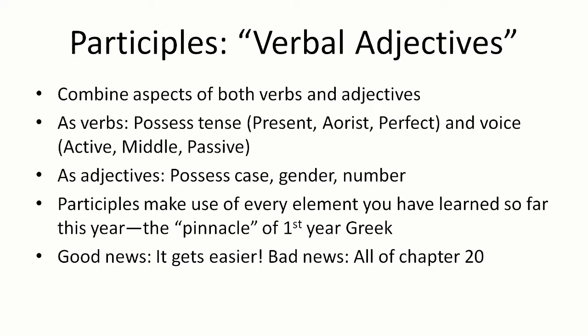But then they are also like adjectives because they possess case, gender, and number. Your four cases, and then your three genders, and then singular and plural. So as you can see here, participles are quite complicated just right off of the outset. You have to think of a lot of different categories that these fall in. You get one single participle form, and you can get a lot of information out of it. Participles make use of every single element that we have learned so far. They combine things like nouns and adjectives, those case, gender, number, and then they also have those verbal elements too.